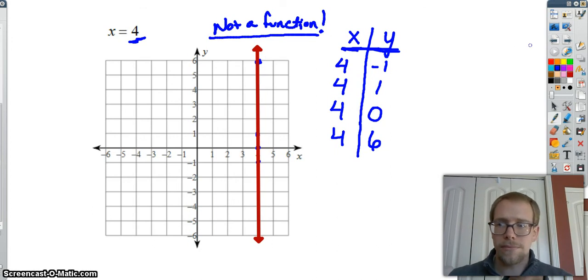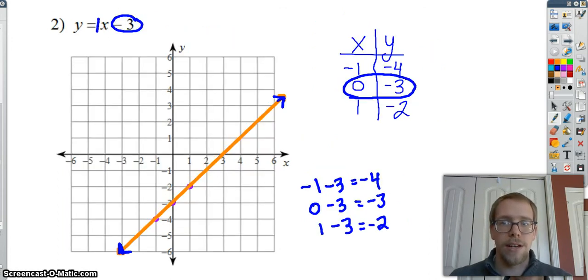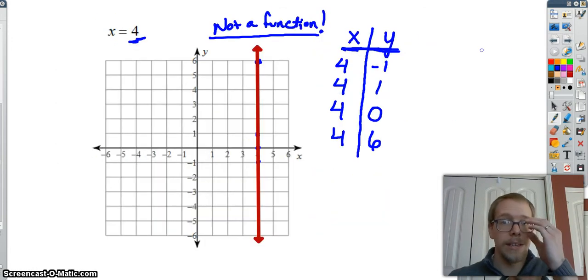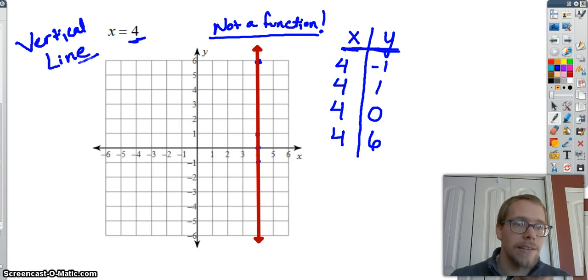All right, these two are functions. Each input is associated with one output, each domain value associated with one range value. This is not the case here. It is not a function. When you have x equals a number, it forms a vertical line, and that is not a function. All right, that's it for this screencast.